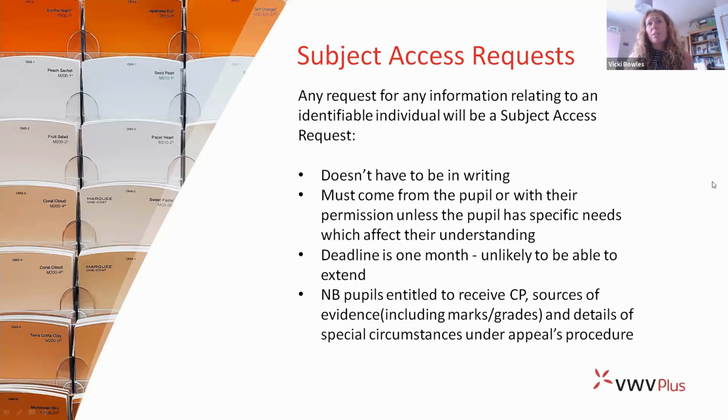Subject access requests must come from the pupil or with their permission, unless a pupil has specific needs that affect their understanding. The average age of understanding is 12, so most of your pupils at GCSE and A level will have that understanding. So it has to come from them, or they have to give permission for their parents to make it on their behalf. And if they're giving permission for their parents to make a request on their behalf, they have to understand the type of information that their parents might see.